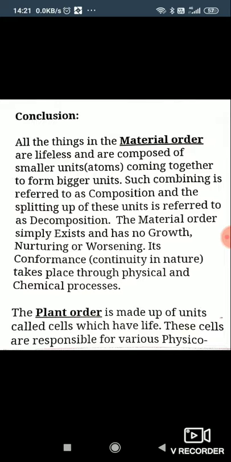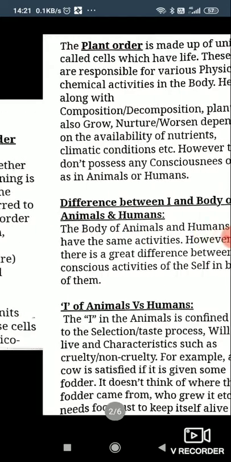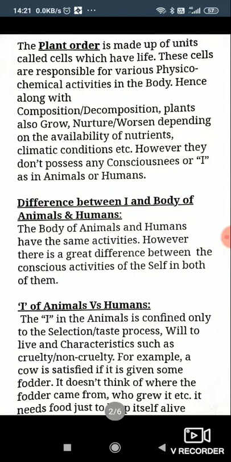The plant order is made up of units called cells, which have life. These cells are responsible for various physiochemical activities in the body. Hence, along with composition and decomposition, plants also grow and are nurtured depending on the availability of nutrients, climatic conditions, etc. However, they don't possess any consciousness or I, as in animals or humans.